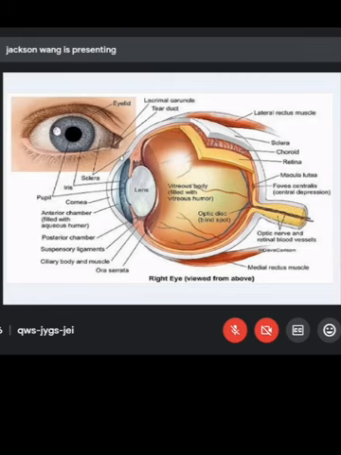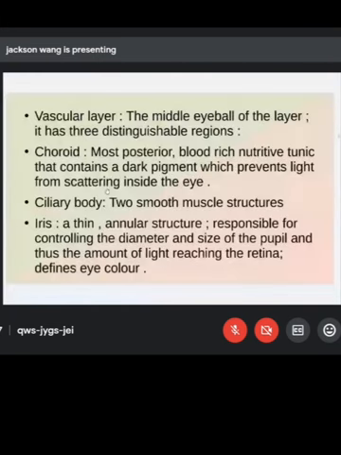This is the sclera, la partie blanche de l'œil, et la cornea, la cornée. A vascular layer, ça veut dire la couche vasculaire. The middle layer of the eyeball has three distinguishable regions: choroid, ciliary body, and iris. The choroid, the corps ciliaire, et l'iris.